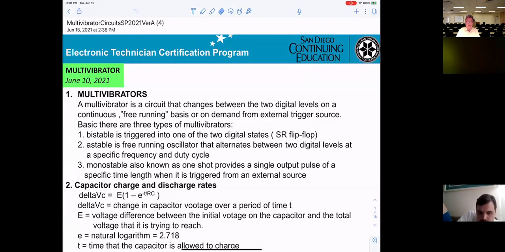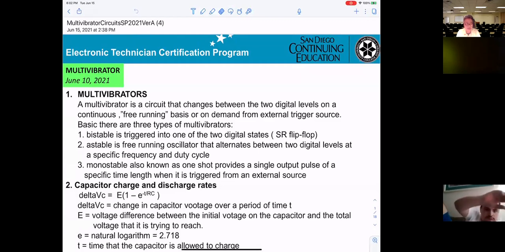Okay. Last time we already talked about multivibrators. Basically, they come in three types: one, two, three. The first one is called bistable. Bistable just uses a flip-flop, and a flip-flop gives an output that is either high or low.